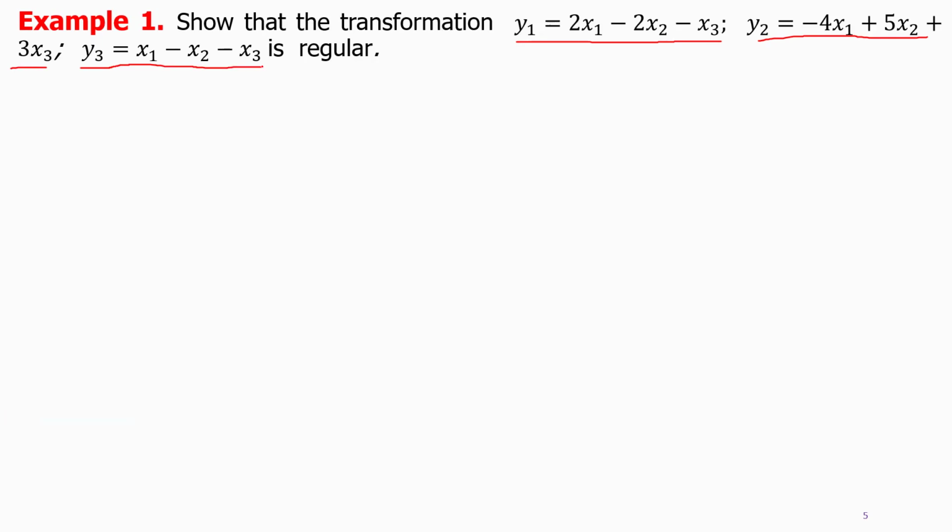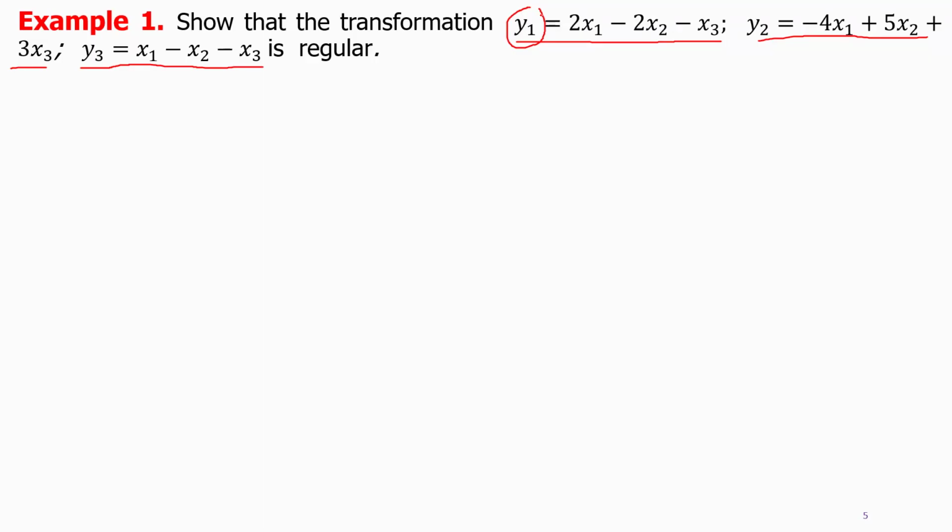We have to prove that this transformation, y, is called a linear transformation of x because y1, y2, and y3 are represented in terms of linear combinations of x1, x2, and x3. Therefore, y is called a linear transformation of x1, x2, x3.